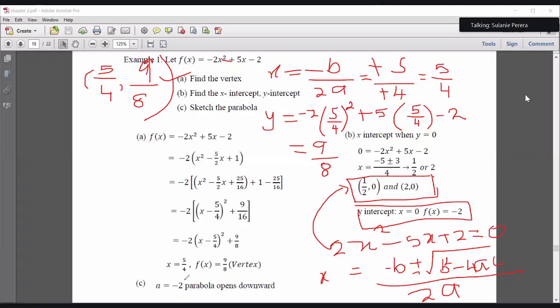So tell me, how do we know whether this is a minimum or a maximum? A is minus 2, so it opens down. Yes, downward means minimum or maximum? Maximum. Very good. Maximum.